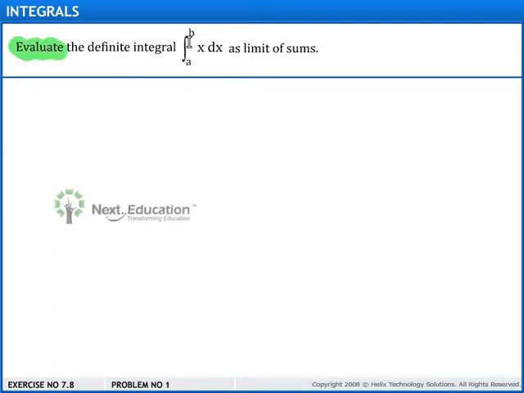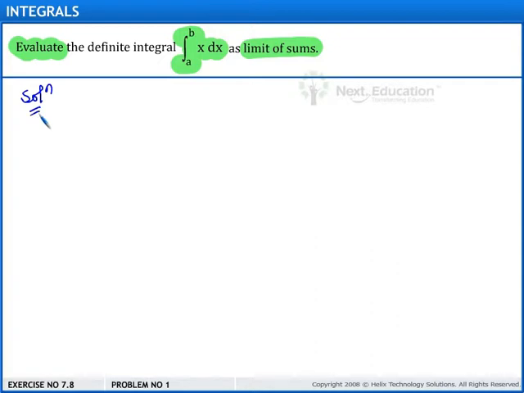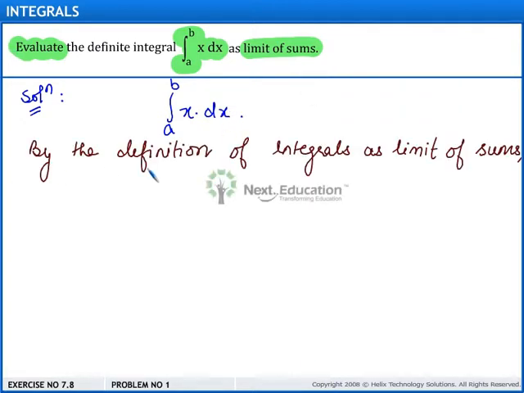Evaluate the definite integral of x dx from a to b as the limit of sums. Let's begin with the solution, and we have the integral from a to b of x dx.